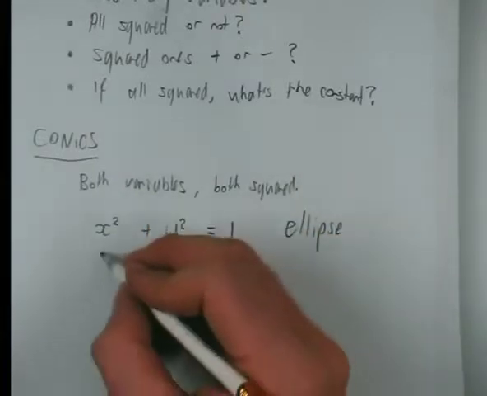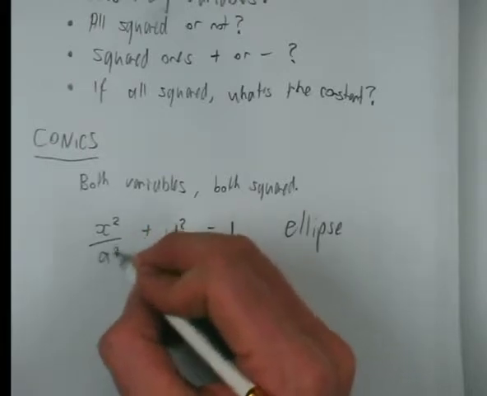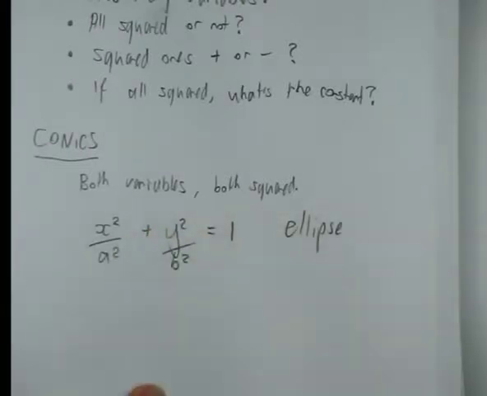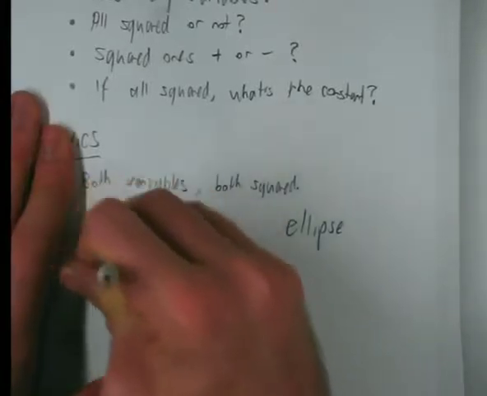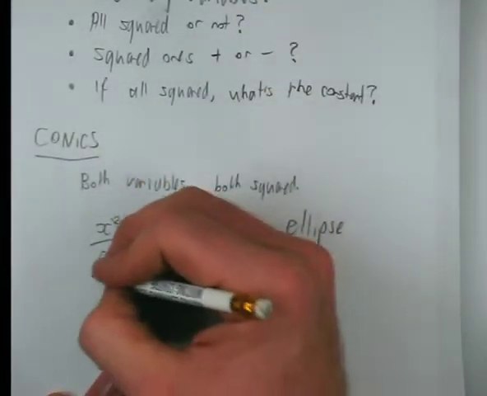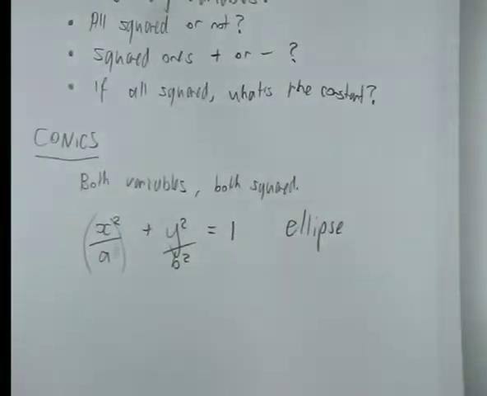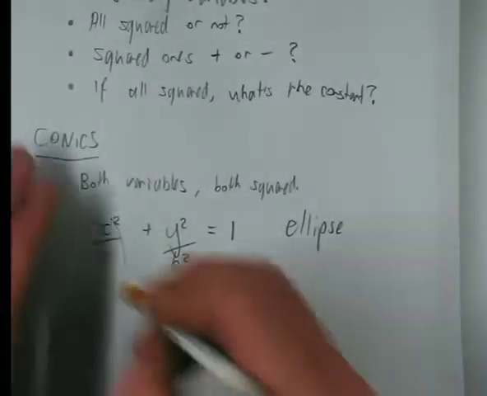Okay? So technically this is your standard form. I quite like to write it like this because that gives me a real feeling that it's x squared and y squared. But your lecturer won't write it that way, so neither will I.